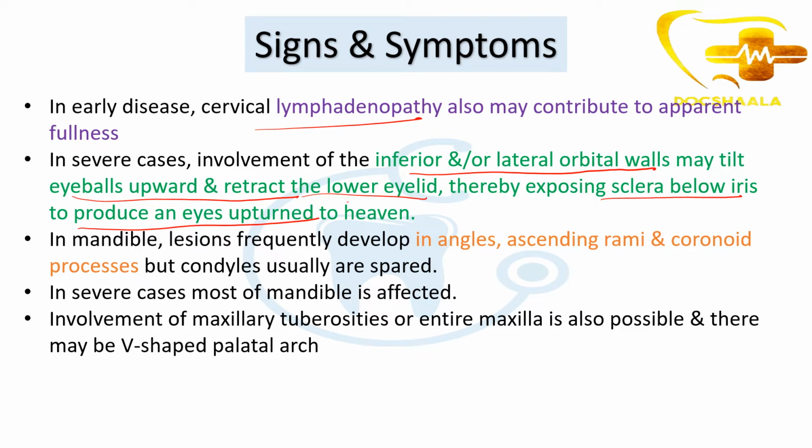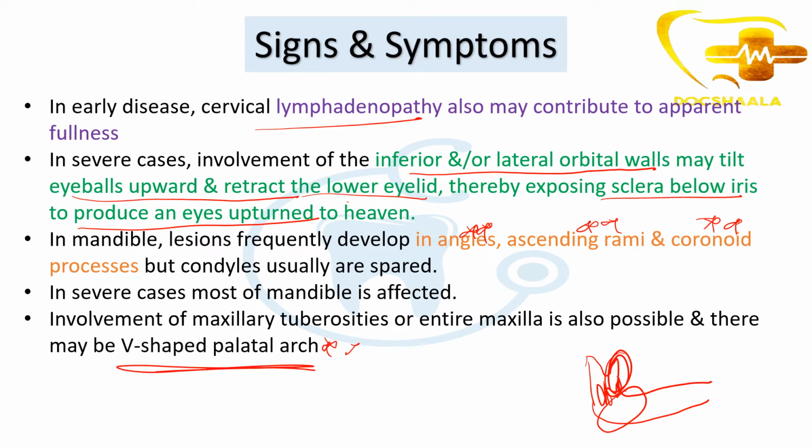In the mandible, lesions frequently develop in the angles, that is the angle of the mandible, the ascending rami, and the coronoid process, but the condyles are spared. So the angle of the mandible is involved, the ascending rami is involved, and the coronoid process is involved, sparing the condyle. In severe cases, most of the mandible is affected. Involvement of the maxillary tuberosities or the entire maxilla is also possible, and a V-shaped palatal arch may also be seen.